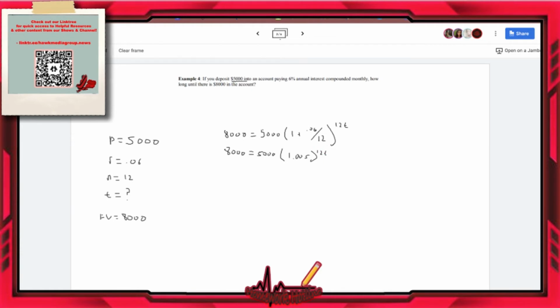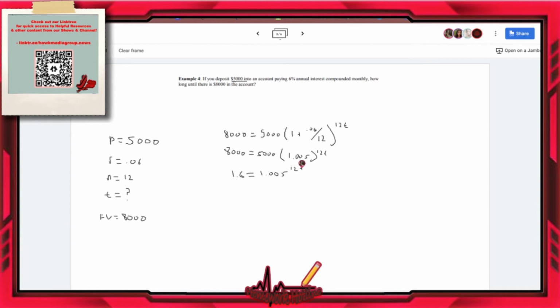What we can do from here is divide each side by 5,000, because right now what we're trying to do is isolate this T. We're trying to isolate the T. So we divide each side by 5,000. We get 1.6 equals 1.005 to the power of 12T.